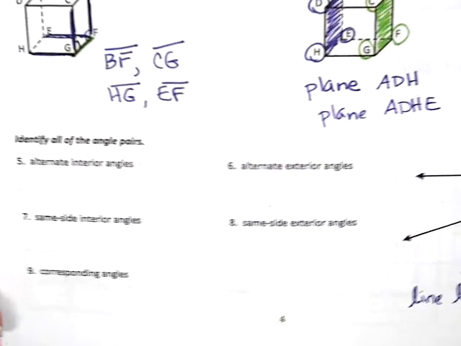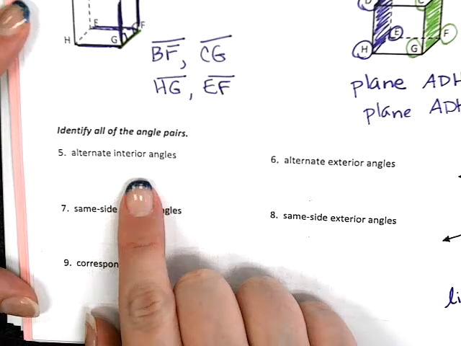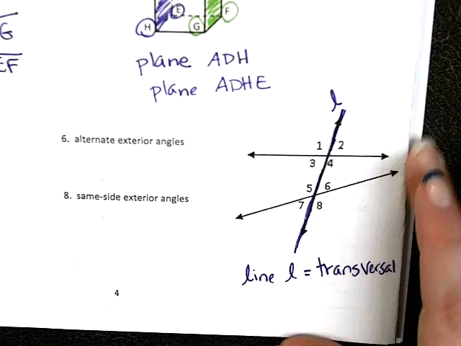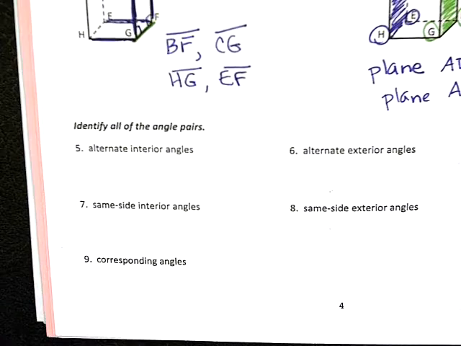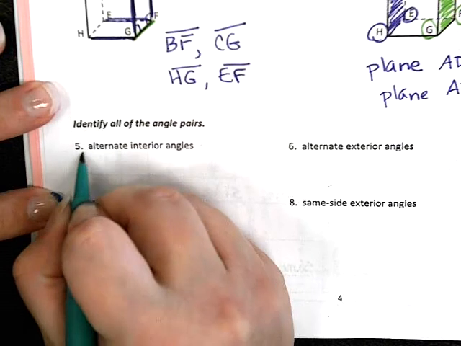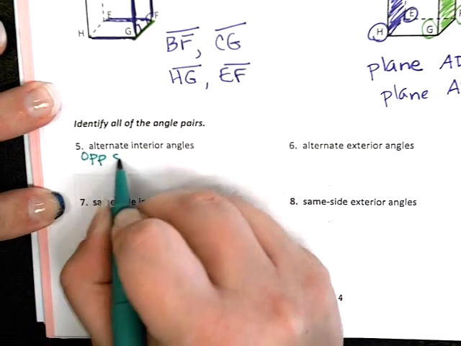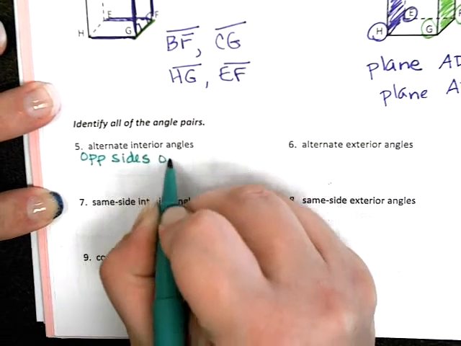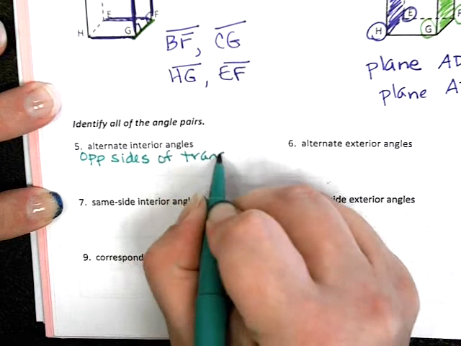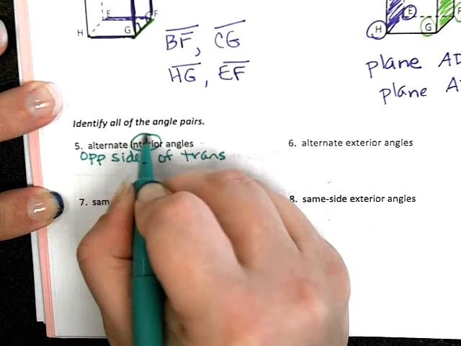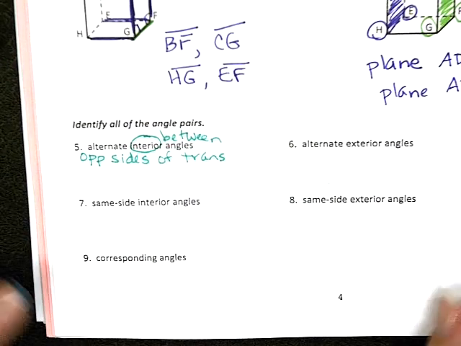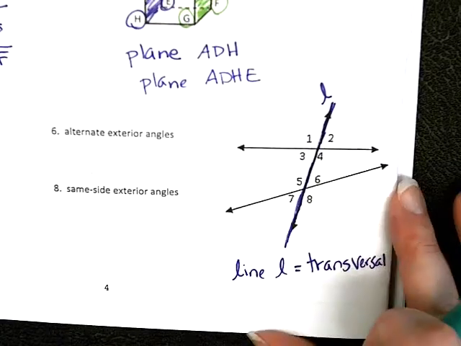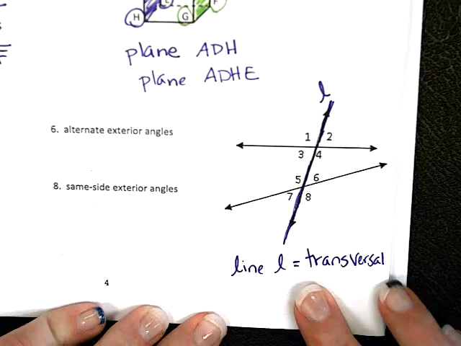Question 5 is asking for alternate interior angles. So alternate means that they have to be, actually let's go back that way for a second. Alternate interior means they have to be on opposite sides of the transversal. And they have to be between, that's what interior means. They have to be between my two lines. So let's go back to our picture. We highlighted our transversal as L.